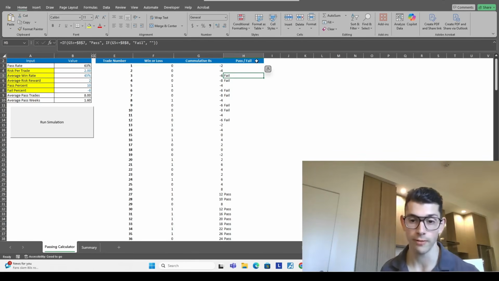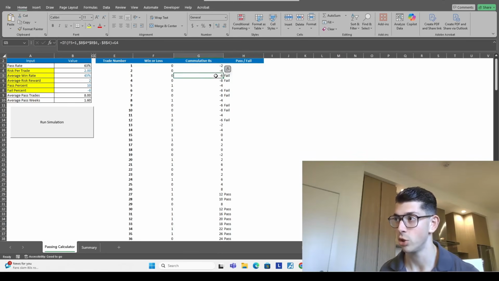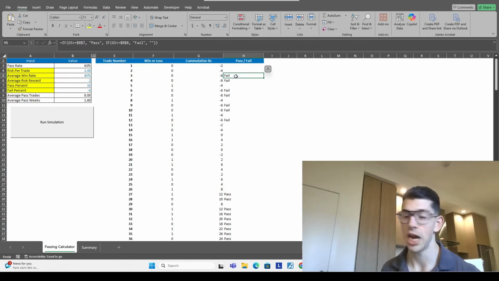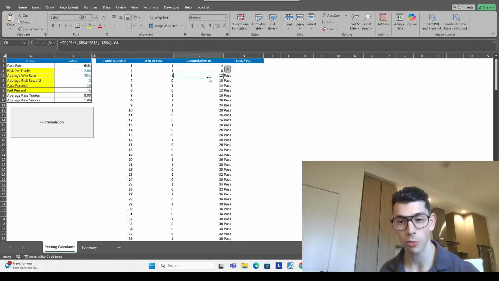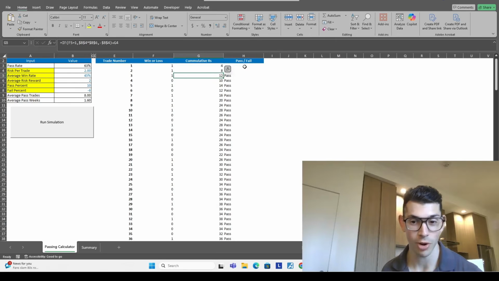If it's fail, we failed the challenge, obviously. Whereas if it's pass, we pass the challenge. So here you can see we did -2, -2, -2, we hit the drawdown and we failed. Whereas if we did another example, we can see we passed in 3 because we did plus 4%, 8%, 12%. So about 2.5 trades in we would have passed because we're using a 2-to-1 risk reward. That's essentially how this calculator works.